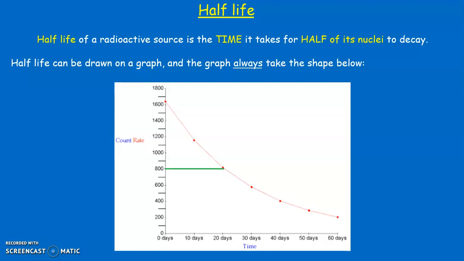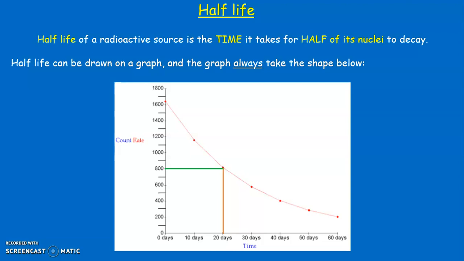But in this scenario, let's go back to 1,600. Halfway point is 800. You draw a line across until it touches the graph. Then you draw a line downwards. And wherever it lands on the x-axis, that value, that number, is your half-life. So in this case, it tells us that it takes, on average, 20 days for the count rate to halve from 1,600 to 800.